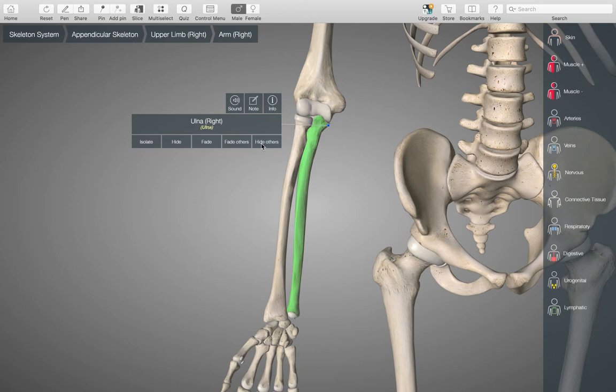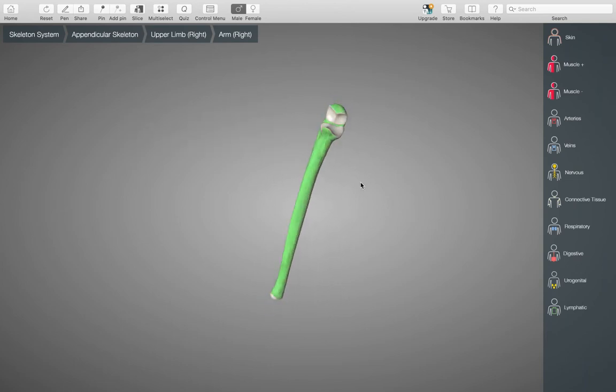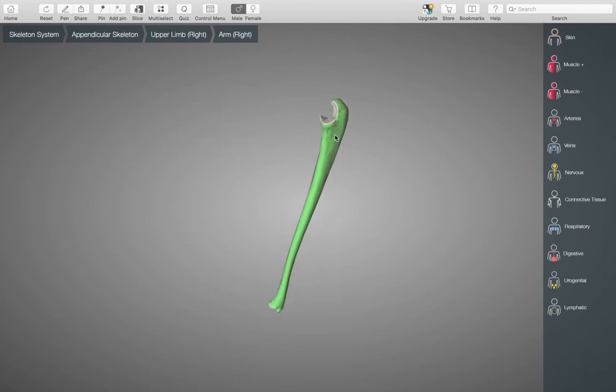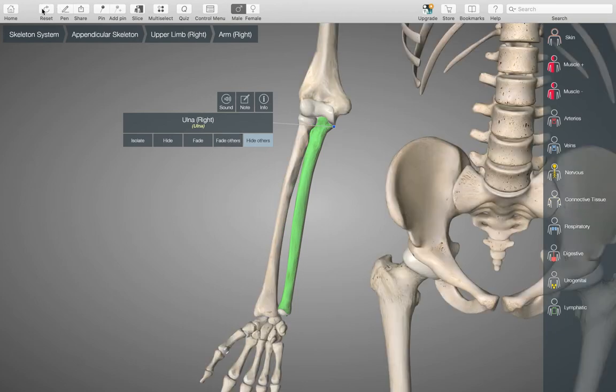If we hide the other things, the ulna is very, very easily identifiable. And the thing that you want to use to identify the ulna is this piece right here. Let's see if I can get it. I'm just going to turn it to its side. So this is what it would be in the anatomical position. Let's reset. Let's just hit reset. That'll be easier. So there it is in the anatomical position.